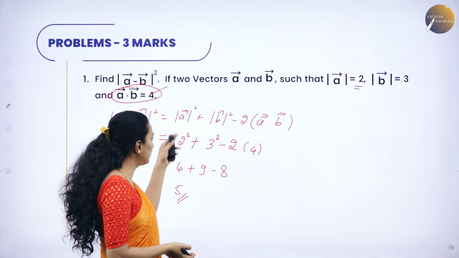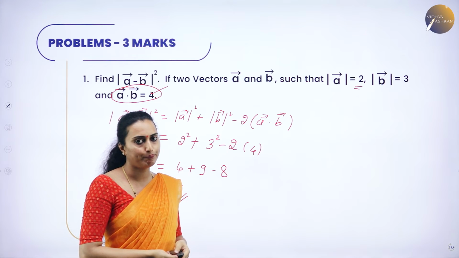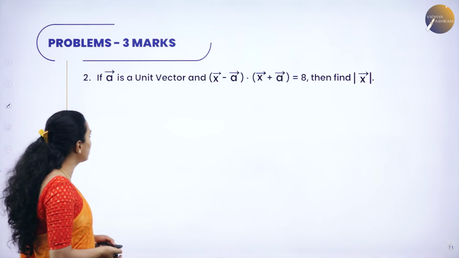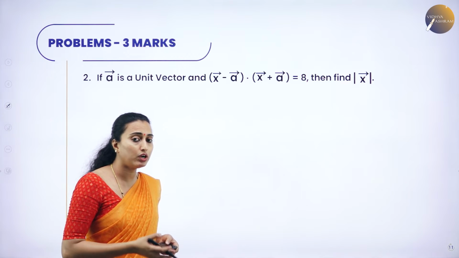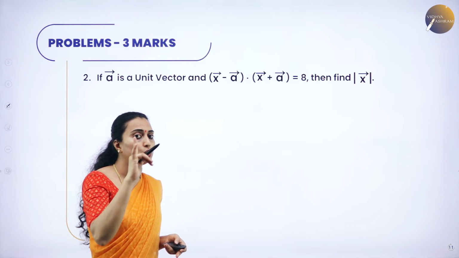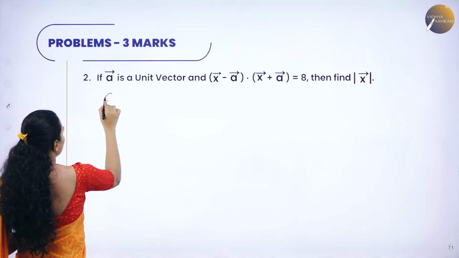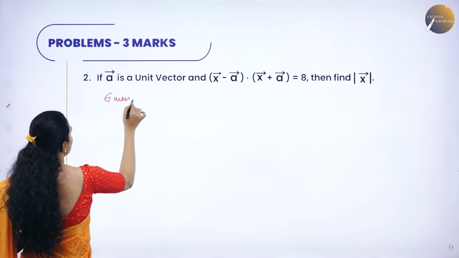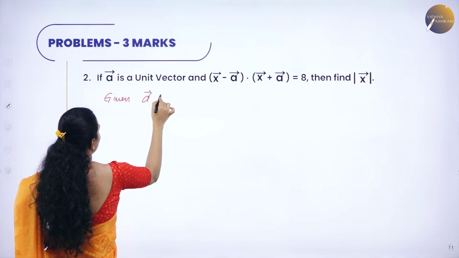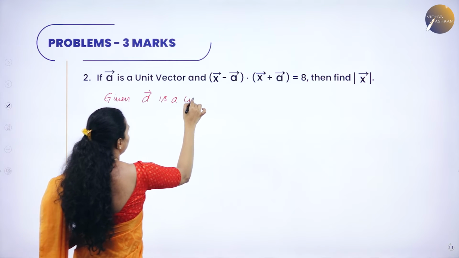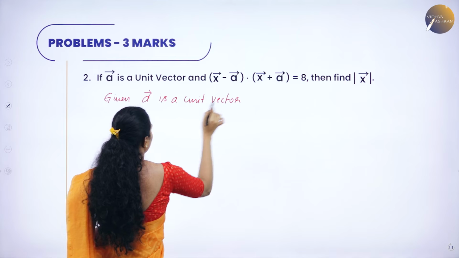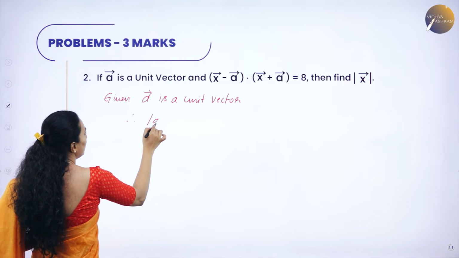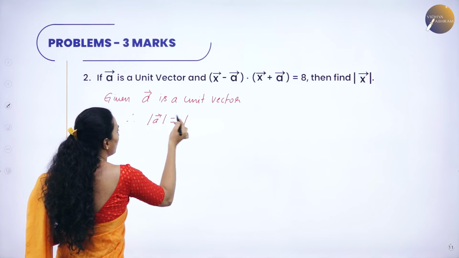I hope you understood this step in expanding the formula. Now we'll be moving on to the next one. If A vector is a unit vector, means what? Magnitude of A vector will be equal to 1. So, let me write down the given first. Given A vector is a unit vector. So therefore I can write magnitude of A vector is equal to 1.